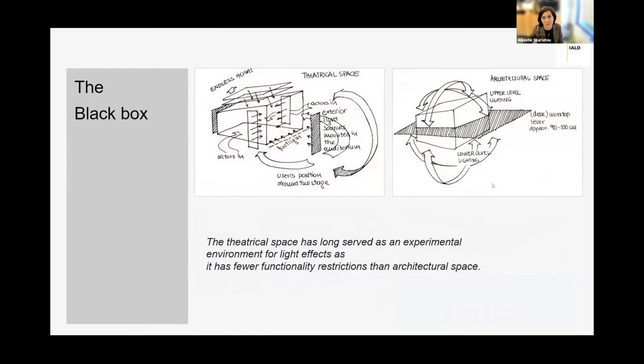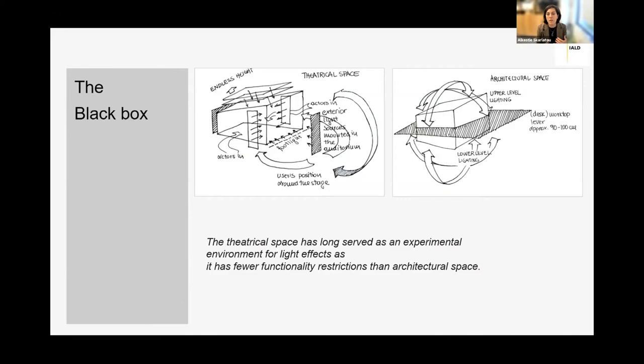I'm going to close this now by using those images. Emma asked me before about my PhD. I tried to explain it, but I think I failed. One of the things that I was arguing is that the theatrical lighting has contributed more to architectural lighting rather than the other way, because it's free of restrictions.